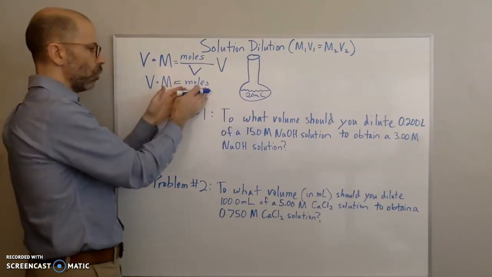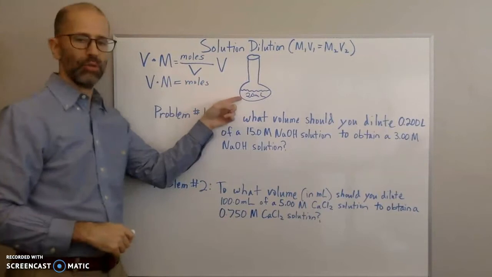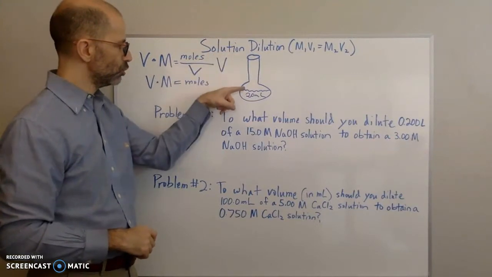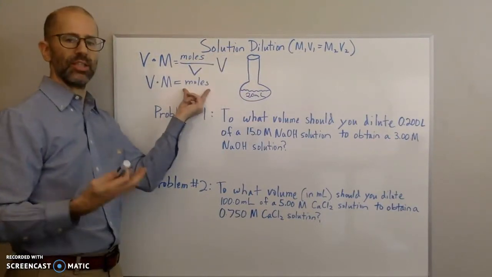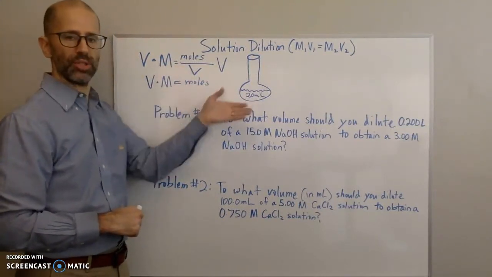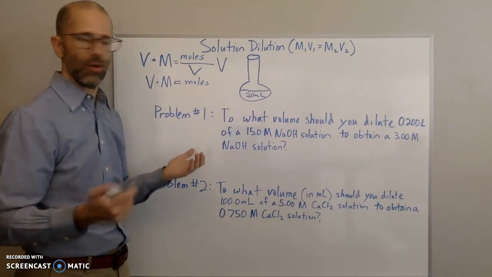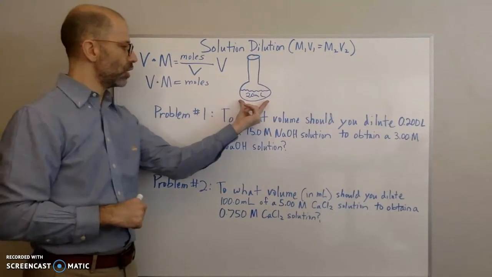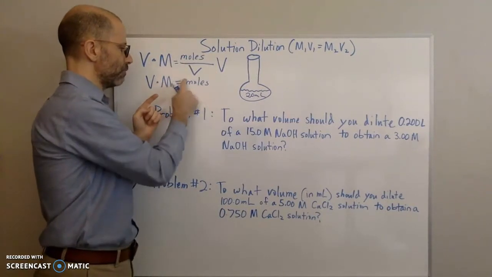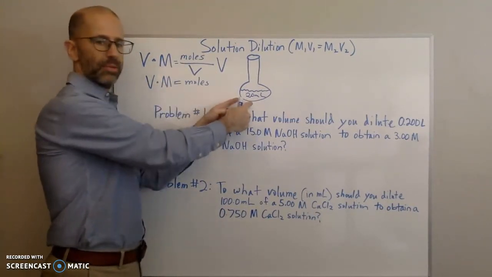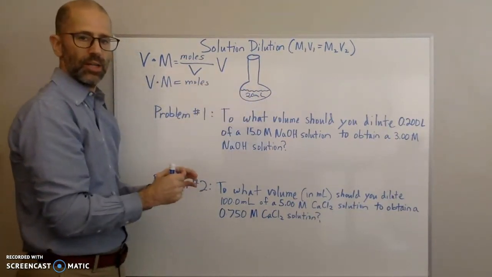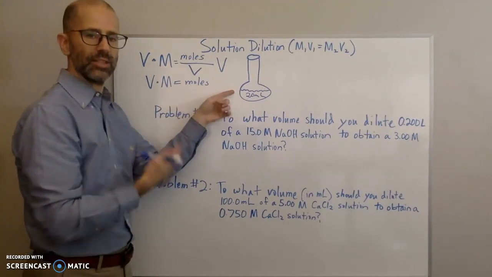So once I know the moles, when I dilute it, all I'm going to do is add water. If I'm adding water to this flask, am I changing the number of moles that I put in there? Am I adding more of my solute if I'm just adding water? No, because all I'm doing is adding water. So the number of moles of my solute that I added to the flask before I started adding water is the same after I added water. The only thing that's going to change is the concentration, the molarity.